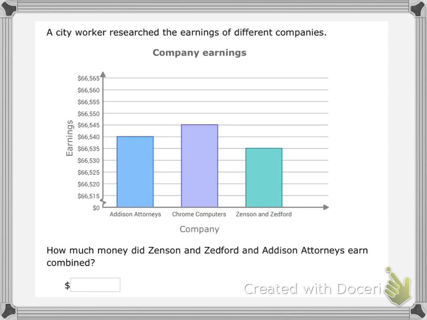All right, our next question here. A city worker researched the earnings of different companies. Our companies are along the x-axis and their earnings are along the y-axis. Again, we have this break line here to show we're missing all those numbers going from 0 to 66,500. So our graph is starting right away at 66,515. We want to know how much money did Zenson and Zedford and Addison Attorneys earn combined. So Addison Attorneys would be 66,540, and Zenson and Zedford, if I go all the way across here in this line, the one right below it, so we're going to add those two together.